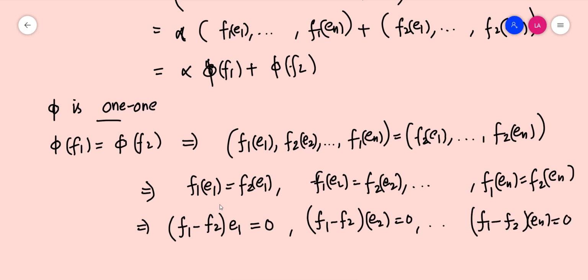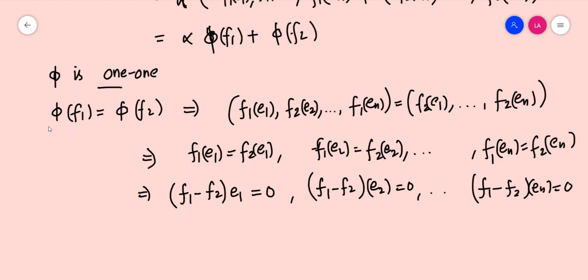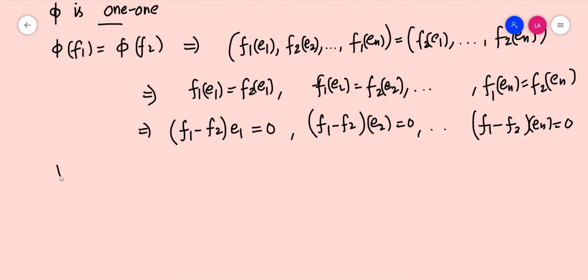The thing which we have to prove is that phi is 1 1 if and only if phi of f1 is equal to phi of f2 if and only if f1 is equal to f2, or f1 minus f2 is equal to 0. Since we have proved that f1 minus f2 of E1, E2, etc., En is 0, for all x in Rn, x can be written as the linear combination summation j is equal to 1 to n zeta j ej. This is the standard format, since E1, E2, etc., En is a standard basis.